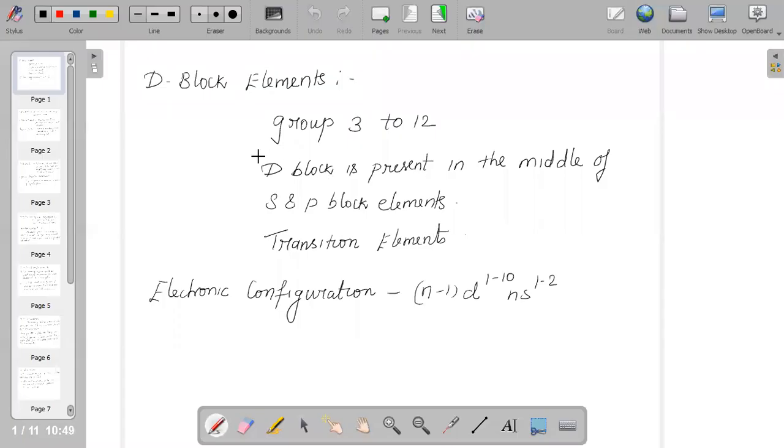So when we say D block elements, which groups do they belong to? In the periodic table we consider group 3 to group 12 as D block elements, and of course they are present in the middle of the S and P block elements. That is why they are given the name transition elements. We are calling the D block elements the transition elements.